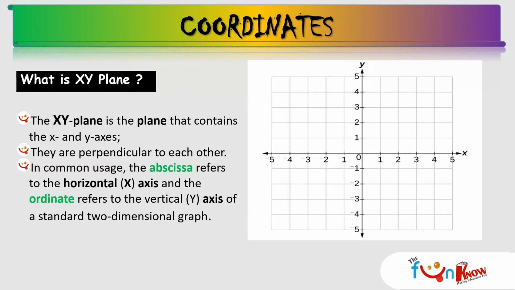The common usage of abscissa refers to the horizontal x-axis and ordinate refers to the vertical y-axis of a standard two-dimensional graph. Students, remember, if they talk about a standard two-dimensional graph, it itself says that there are two axes, the x-axis and the y-axis. That's why the graph will be a two-dimensional graph. And the horizontal line is known as the x-axis and the vertical line is known as the y-axis.